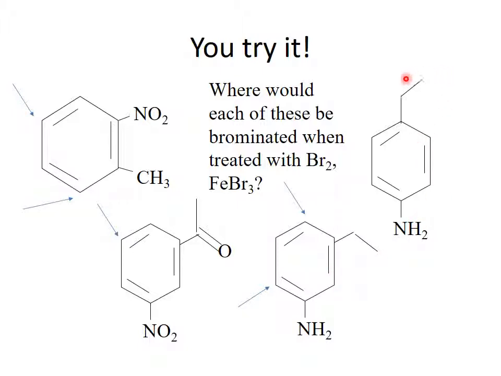If I look at this next one, where would substitution occur? Well, this next one, you can see that this ethyl group is an ortho-para director. So these are the two only positions open. And the amino is an ortho-para director. And again, only the ortho positions are open. The ethyl is not as strong a director as the amino group. So where would substitution most likely occur? It would most likely occur ortho to the amino group.